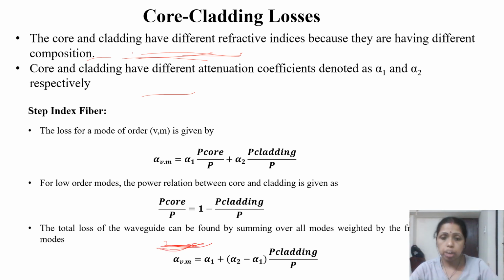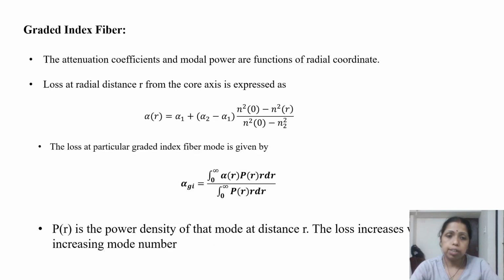This loss is determined as the core cladding loss. The alpha 1 and alpha 2, alpha t, these are the losses for the core and cladding. P cladding is the power distribution inside the cladding, and P is the total power for step index. And for gradient index, that will be different.